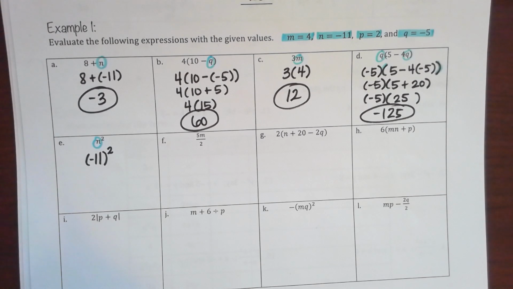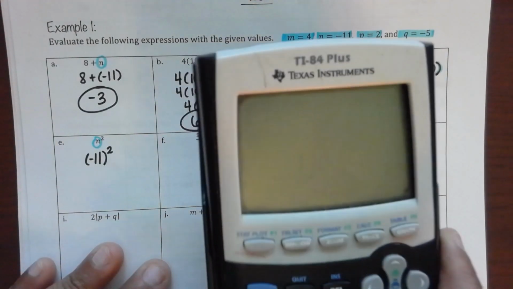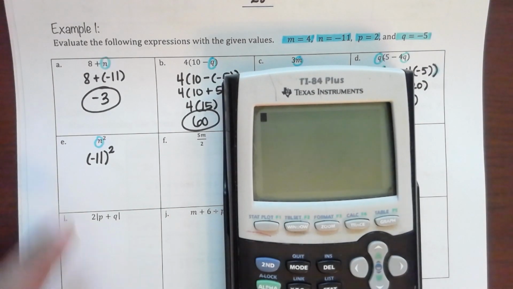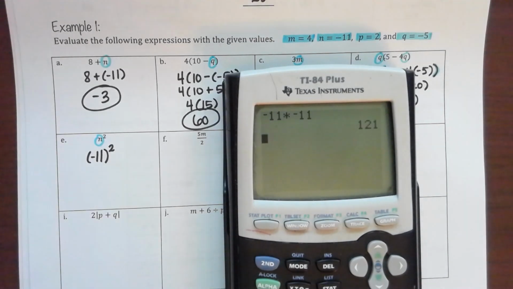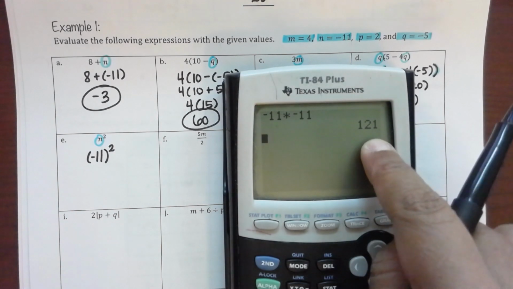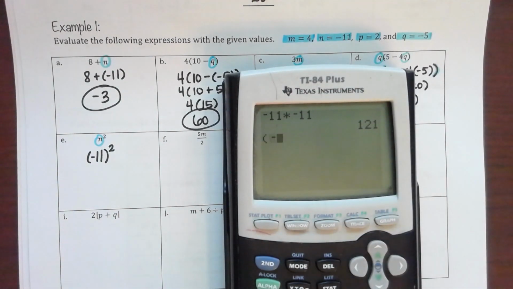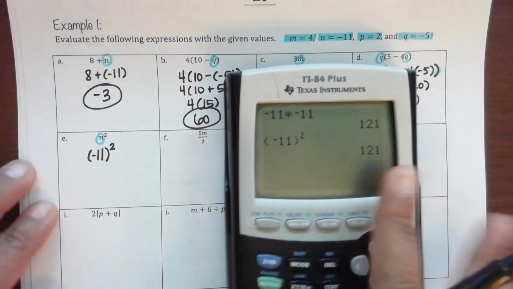What'd you get? And you would have been wrong on your test. So do the parentheses matter? They sure do. So let me explain why. When you're doing exponents like this, you're saying that number times itself twice. What happens when I multiply -11 times -11? It becomes a positive 121. So when I type this in, you see how it gets me the exact same answer? So does the parentheses matter in this case? Sure do. So what's my answer?